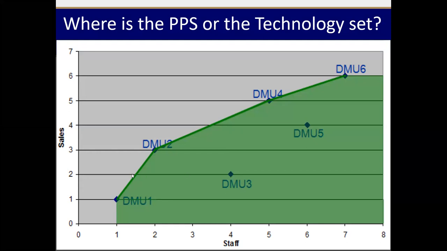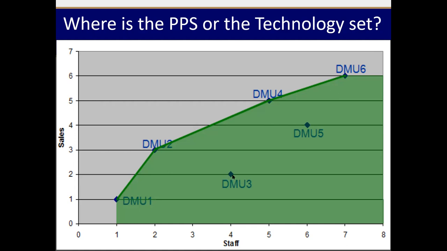It can move leftward to hit the boundary at this point, which means staff will be going down from 4 to 1.5. Now, 4, you read it down. Now, when it hits the frontier here, you read it down, and that comes to 1.5. That will make it efficient if the focus is on input reduction.